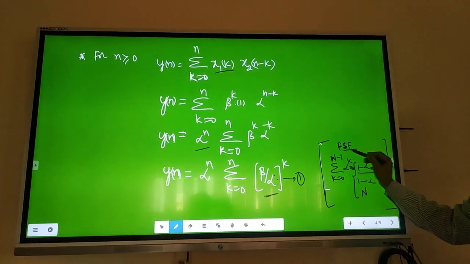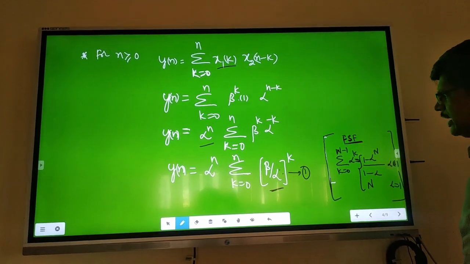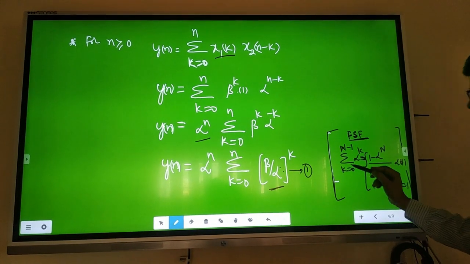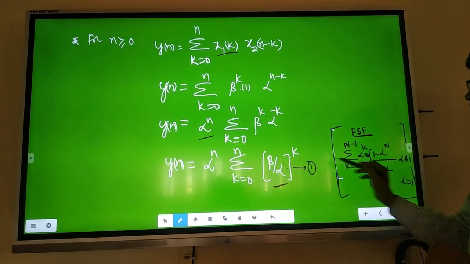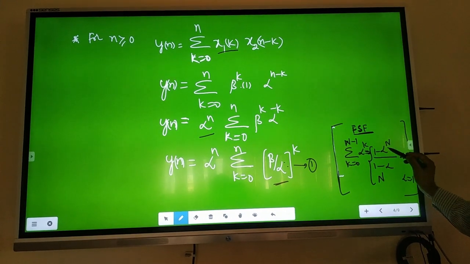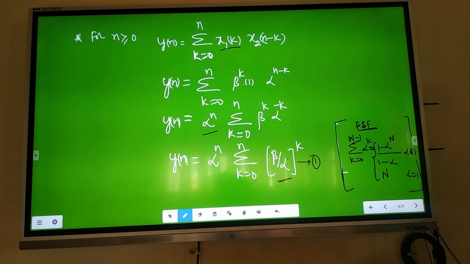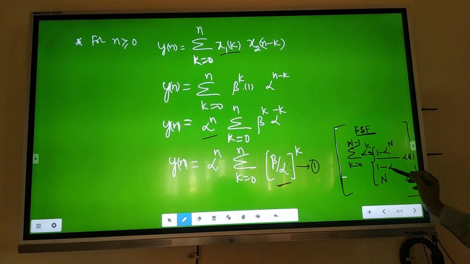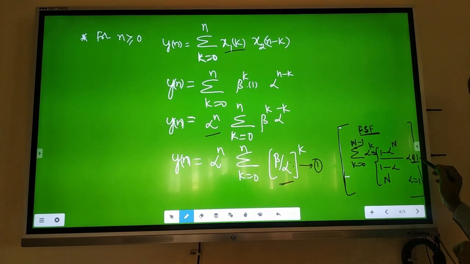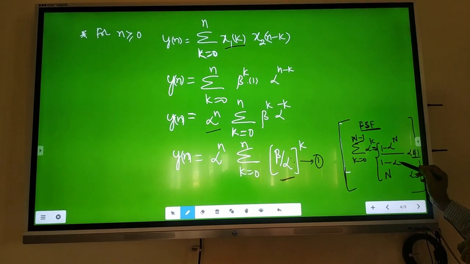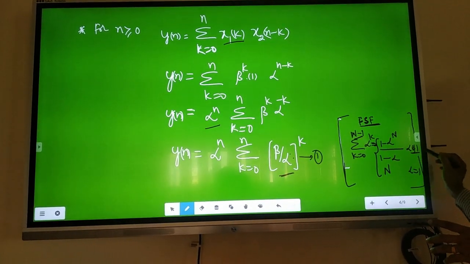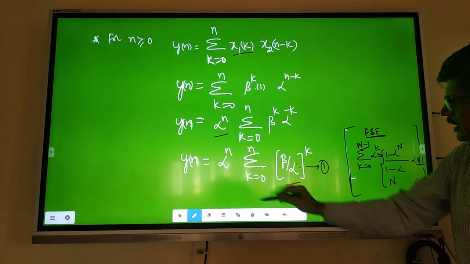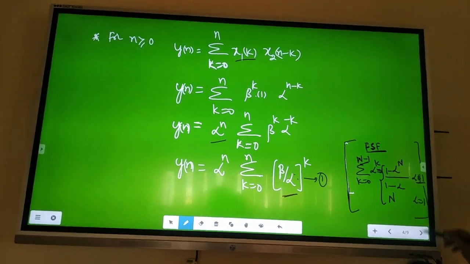Then there is a finite sum formula that we have already used. What is that? The finite sum, k equal to 0 to n minus 1, of alpha to the power k, has a standard formula: 1 minus alpha to the power n, where n is the next value after n minus 1, divided by 1 minus alpha. Here also the next value of n is n plus 1, so you have to write that. Alpha is not equal to 1. Why? If it is equal to 1, 1 minus 1 is 0, and this by 0 is infinity. Therefore, it should not be equal to 1. Then this is the formula, and you have to make use of it.